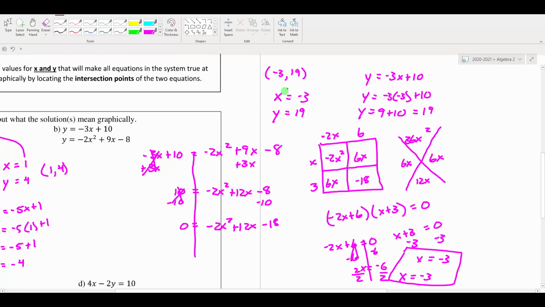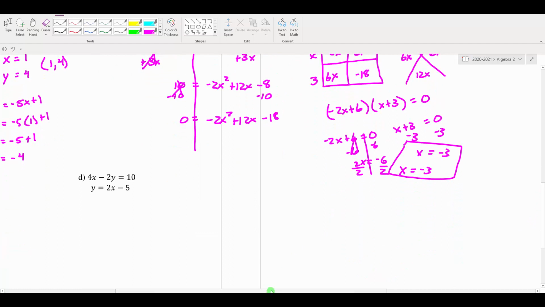So depending on what MyOpenMath asks for, MyOpenMath might ask you for the intersection point, or they might ask you to separate your answers like this, where you have x equals, y equals. All right, just make sure you read the directions. All right, let's do another one.